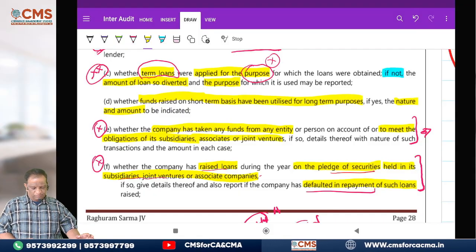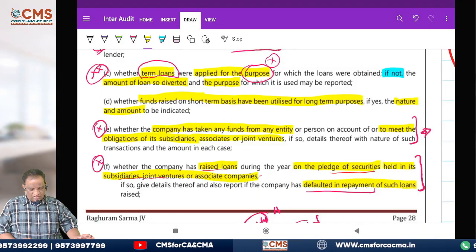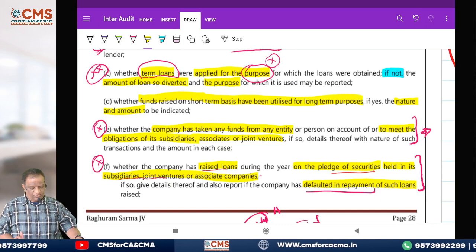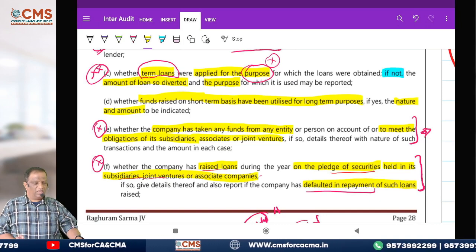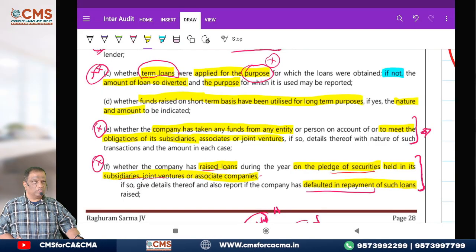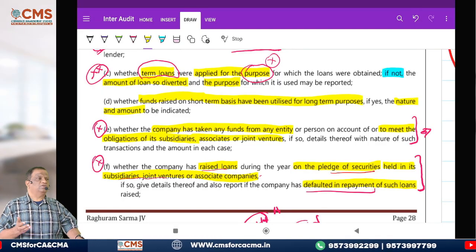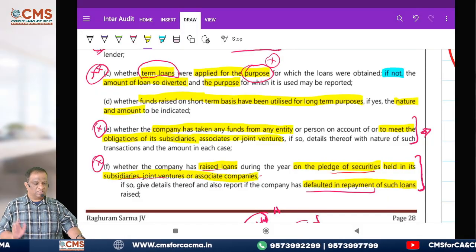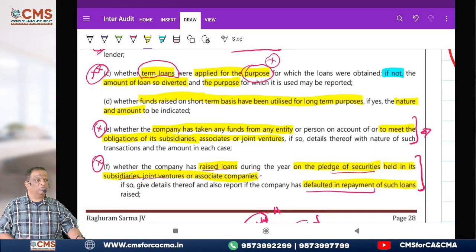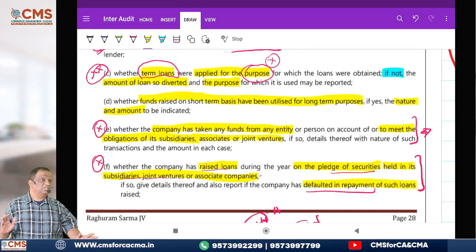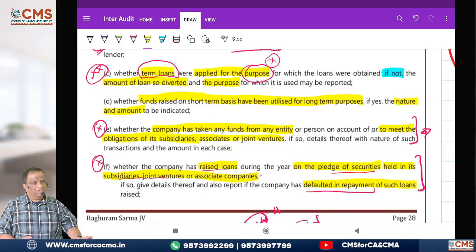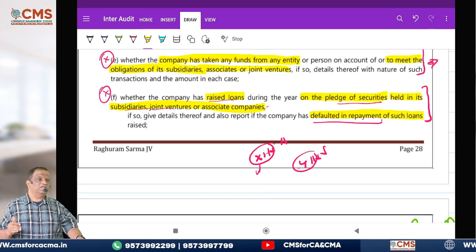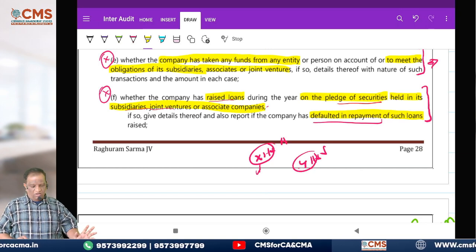The E point: whether the company has taken any funds from any entity, that is, the company is borrowing for the benefit of subsidiaries. To meet the obligations of its subsidiaries, associates or joint ventures, this company is borrowing. Then tell your shareholders that the company is borrowing not for its own sake, but for the sake of its subsidiaries. Let the members decide why we need to borrow, what decisions are to be taken, or sell that subsidiary and be done with it. But as an auditor, if the company has taken a loan not for its own sake but to meet the obligations of its subsidiaries, then the auditor will comment on that point.